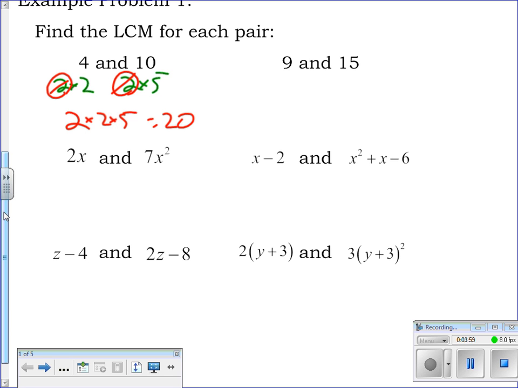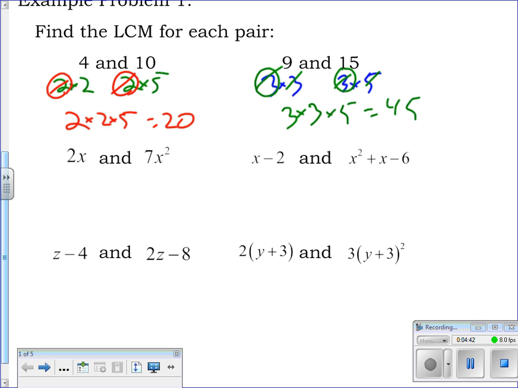9 and 15, same idea. 3 times 3 for 9, 3 times 5 for the 15. What do they have in common? They each have a 3. So I have a 3. And that one's gone and that one's gone. And then I take care of this 3 here, and I take care of that 5 there. 3 times 5 gives me 45. The smallest number that 9 and 15 will go into. I have 2 9ths plus 4 15ths. 45 is going to be my common denominator. Okay, that's kind of what we're doing here.